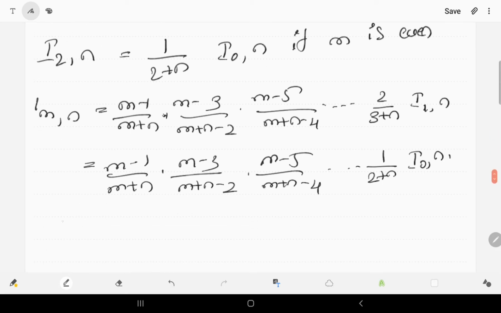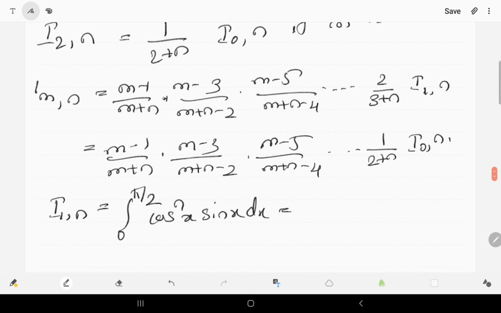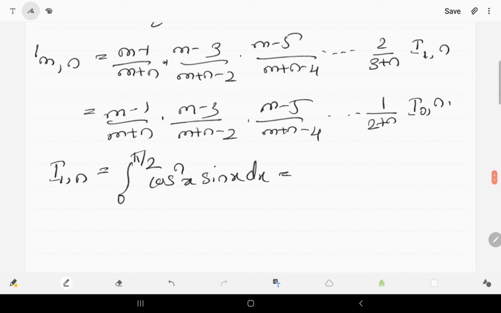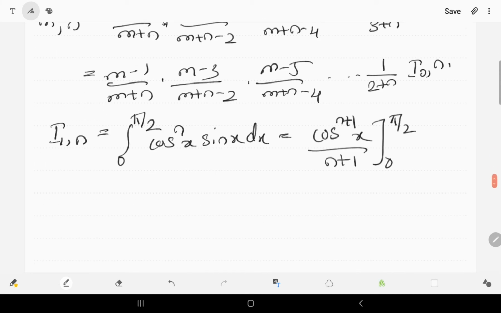Now, consider I of 1 comma n, that is equal to integration from 0 to pi by 2 of cos raised to nx sin x dx. So, its integration is, since differentiation of cos x is minus sin x, equal to minus cos raised to n plus 1 x divided by n plus 1, varying from 0 to pi by 2. Now cos of pi by 2 is 0, cos of 0 is 1, so the lower limit gives 1, therefore minus of minus becomes plus, that is equal to 1 divided by n plus 1.